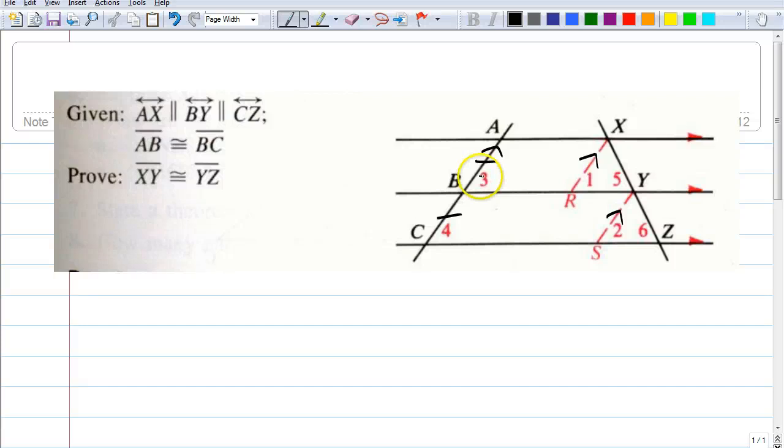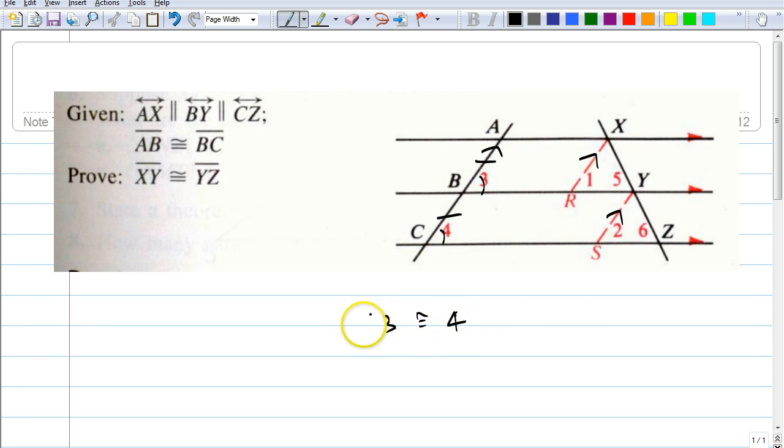Kevin says, don't we know that angles 3 and 4 are congruent? Yes. Why? Because two parallel lines cut by a transversal, right? So we know this angle is congruent to that. What else do we know, Kevin? Also, because we drew XR as parallel to AC, these will be the two parallel lines cut by a transversal here. What do you know about angles 3 and 1? Congruent. So we know that 3 and 4 are congruent, right?